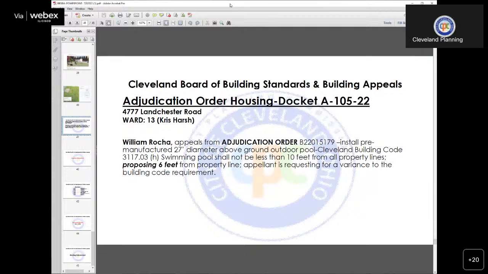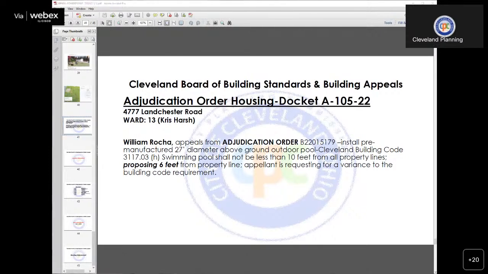Mr. Chairman, on behalf of the board, we have adopted a new policy when it comes to swimming pools. I do notify the adjacent neighbors and the neighbors in the back of them who may be affected by a swimming pool being installed less than 10 feet from the property line. We did receive a response from one neighbor located at 4783 Lanchester Road, saying that they had no objections to the swimming pool being installed. Oh, very good. Thank you, Ms. Davis.